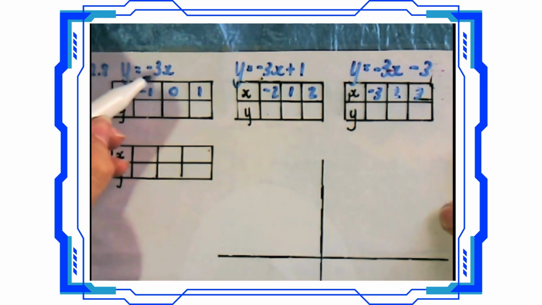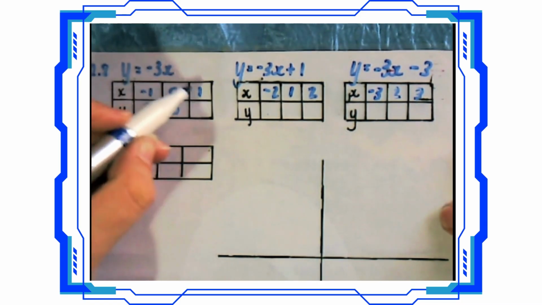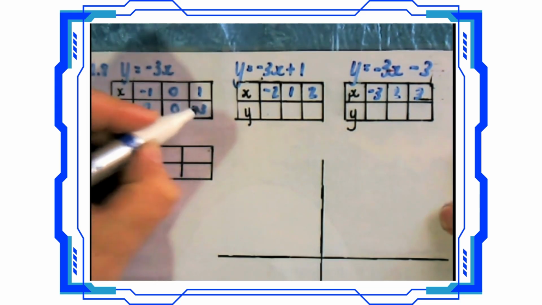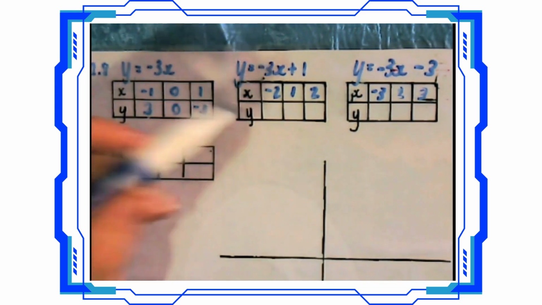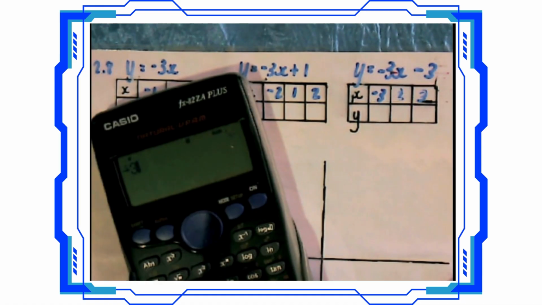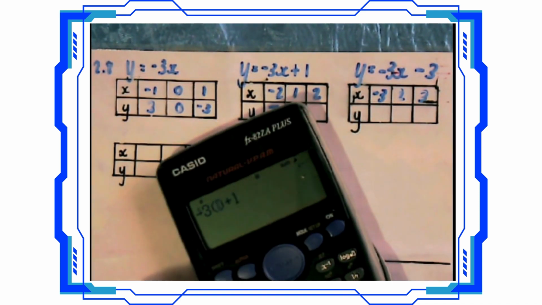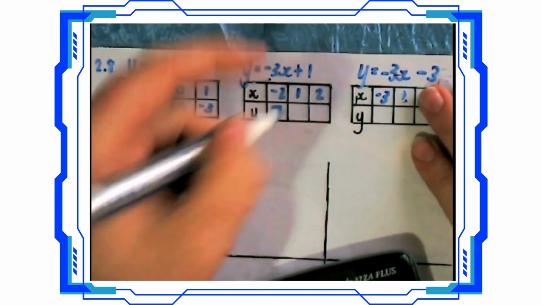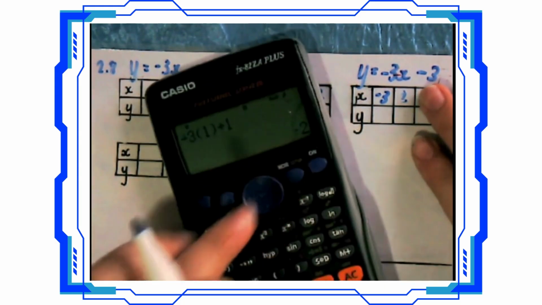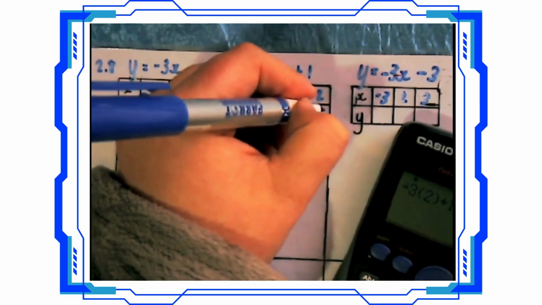So -3 times -1, it gives me 3. 3 times 0 is 0. -3 times 1 is -3. Okay, then when I look at this one, if it gets too complicated for you, use your calculator. So -3 in x place, put my value plus 1. 7. You see that? Okay, then x place, I'm just going to go and put a 1. So it's -2. And then 2, it's going to be -5.